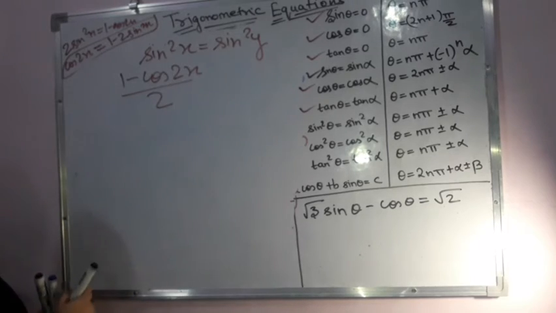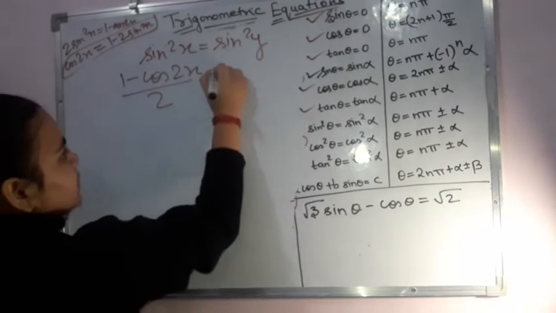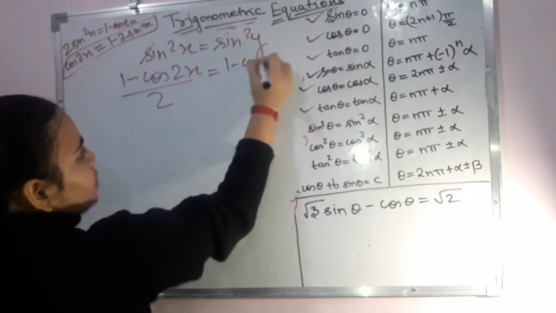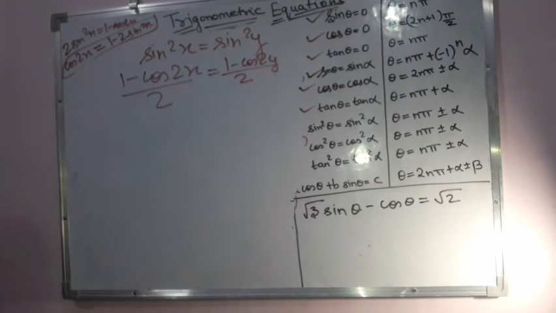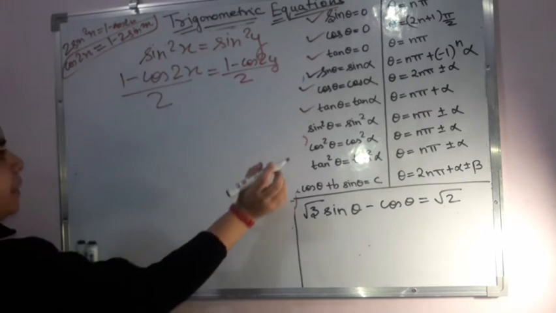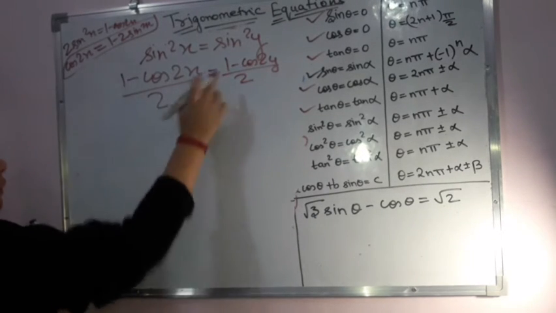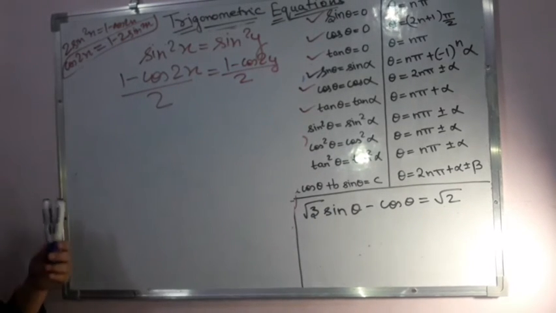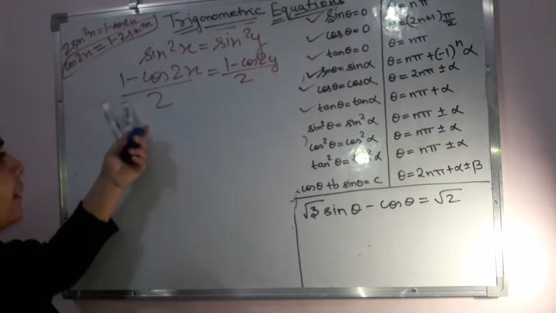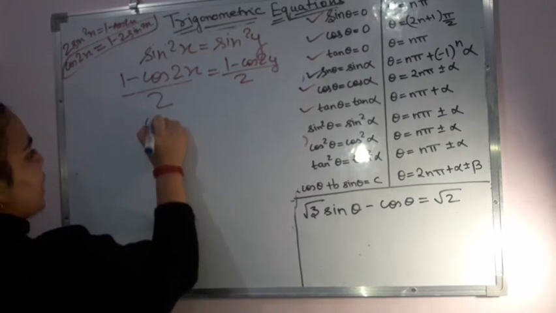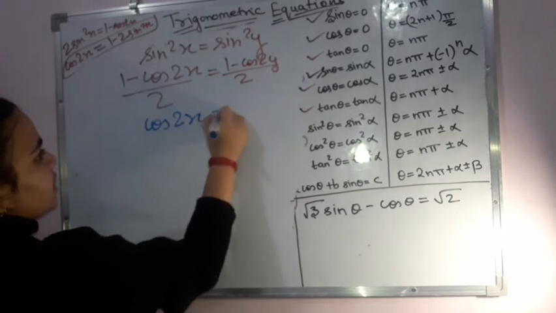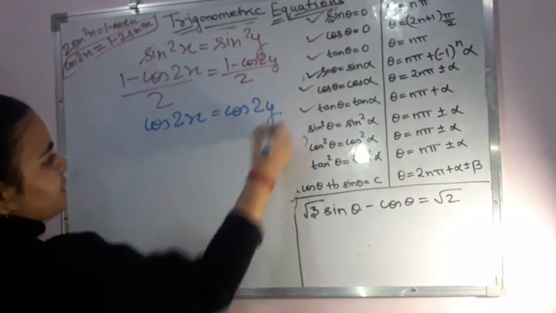So 1 minus cos 2x upon 2, and this is equal to 1 minus cos 2y upon 2. 2 getting cancelled both hand sides. Simply just removing them, and even 1. Since both sides it is plus, so either side, any one side you can bring, and that will be cancelled, and minus sign will also get cancelled. That means I will be left out with cos 2x is equal to cos 2y only simply.